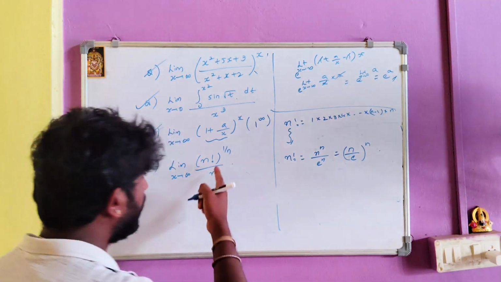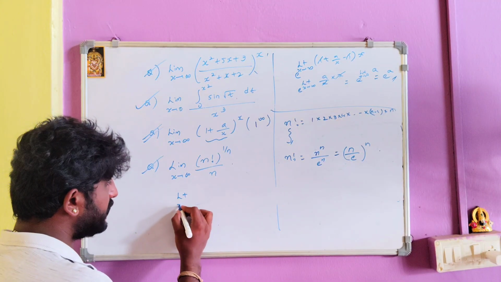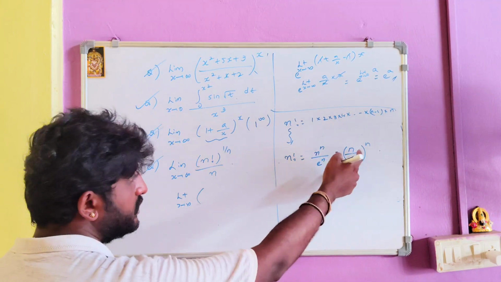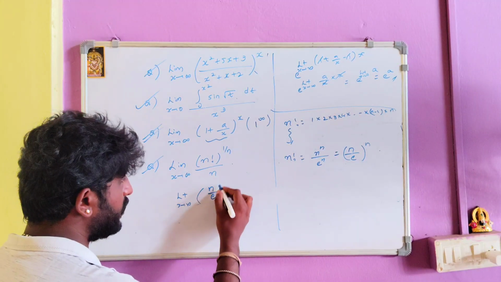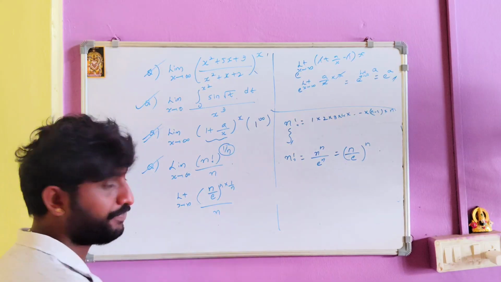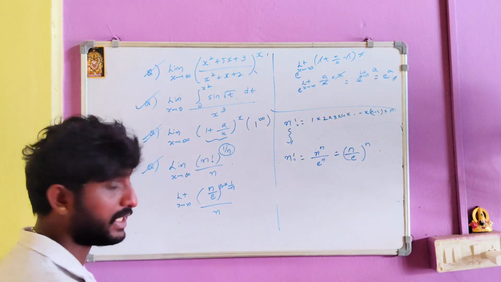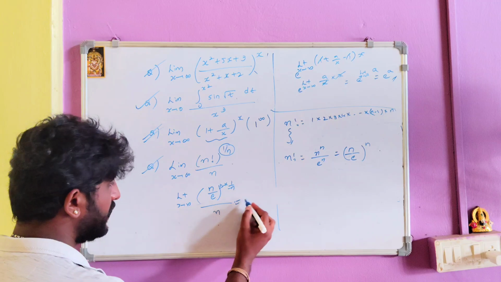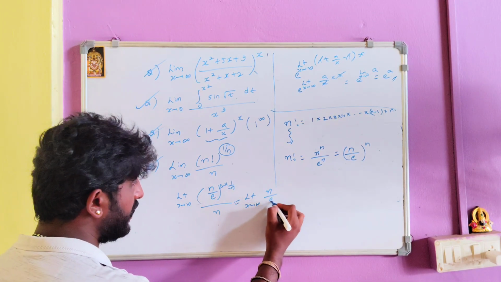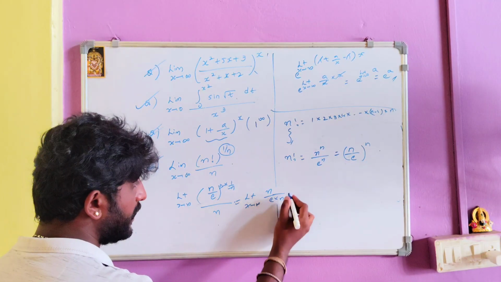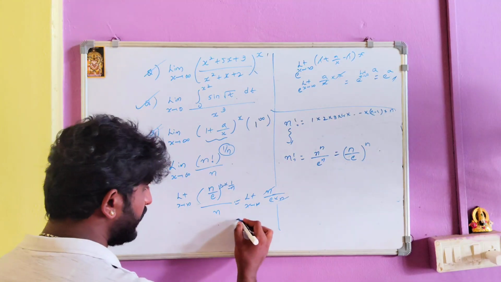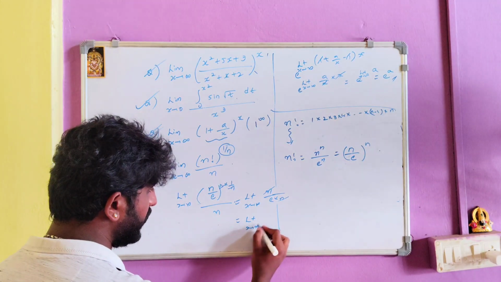Here also the limit n tends to infinity. In place of n factorial, I'm going to use this n by e whole raised to the power of n. Again, the power 1 by n is there. The powers get cancelled. That is equal to limit n tends to infinity n by e, into n. The n also gets cancelled. Finally we get limit n tends to infinity 1 by e.